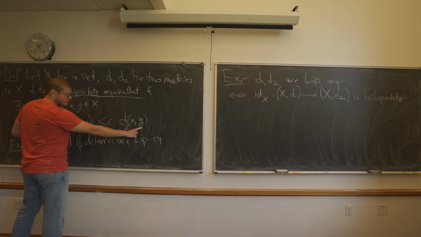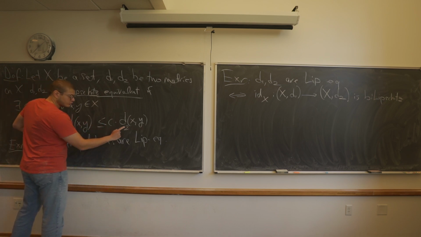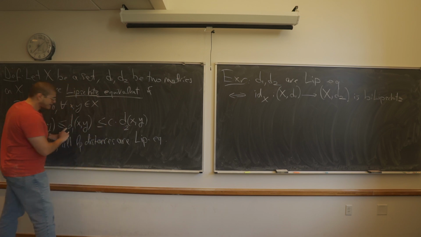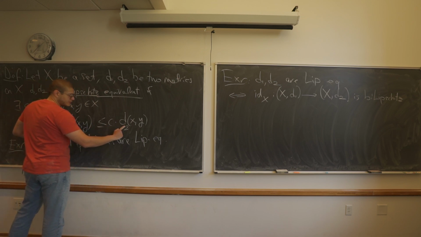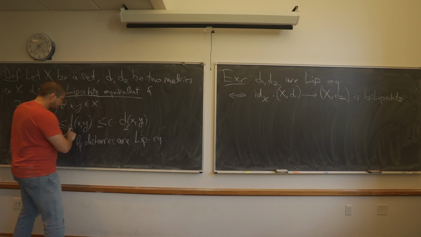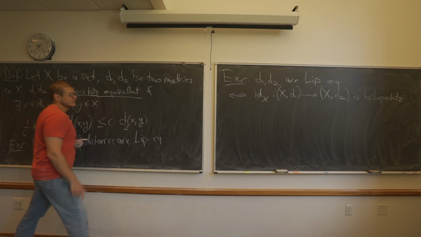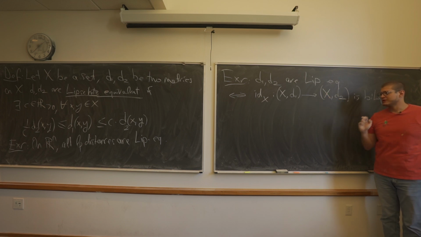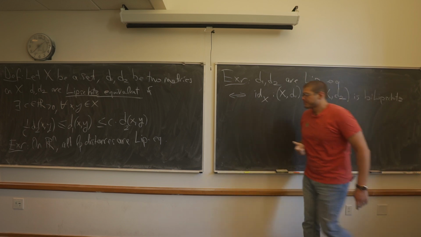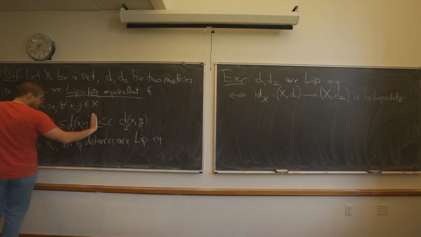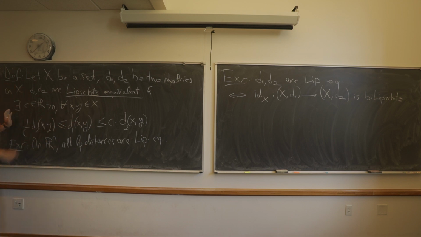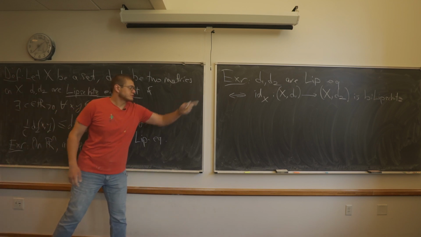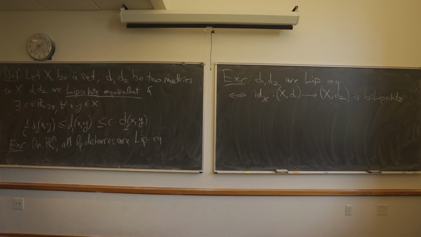So this is the input and this is the output, right? Which means that this inequality really says that if you're going backwards from D2 to D1, the identity is Lipschitz. And if you look at this inequality, it says that this direction is Lipschitz. So that's sort of the solution to this exercise.